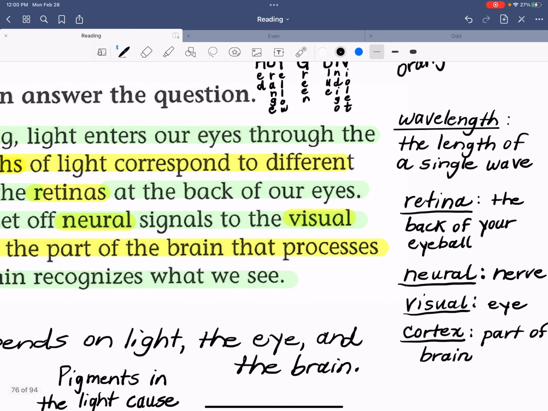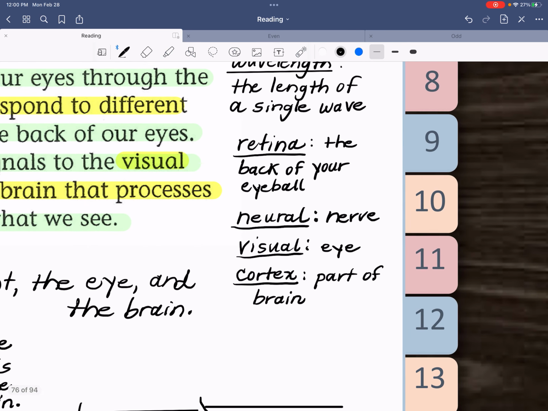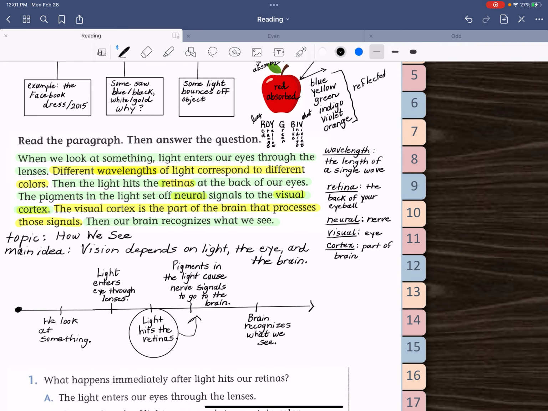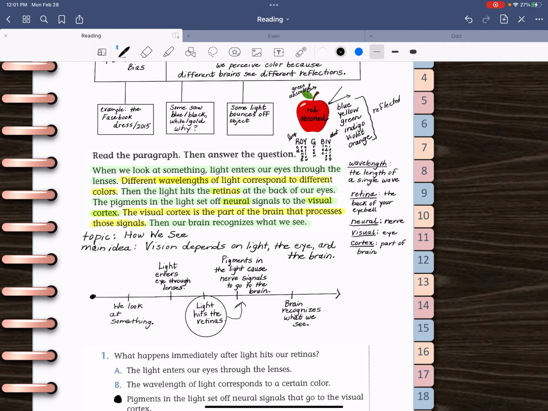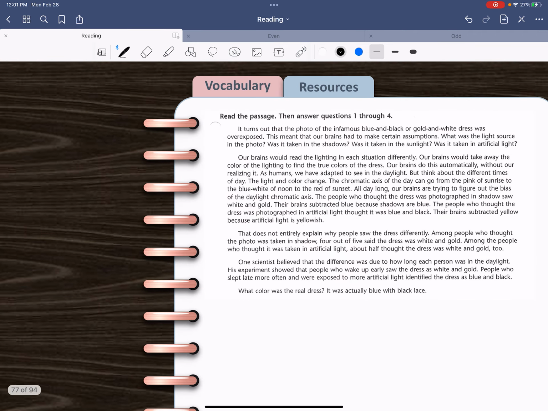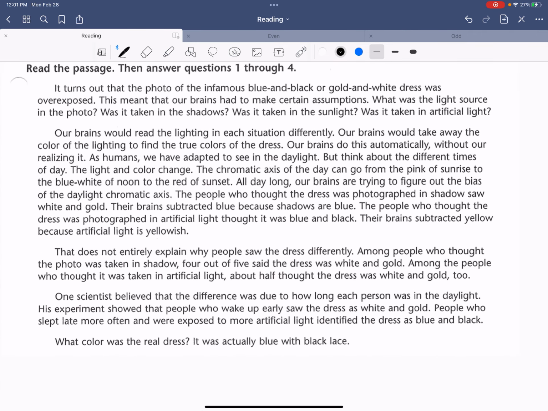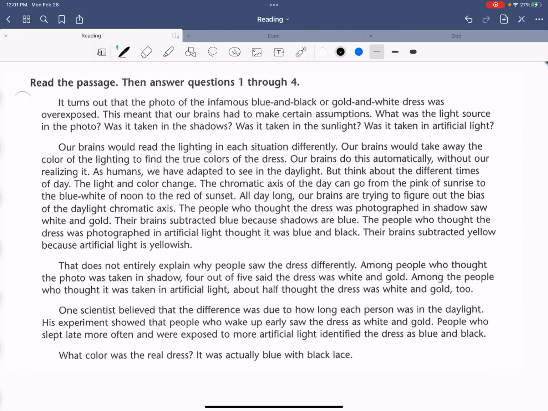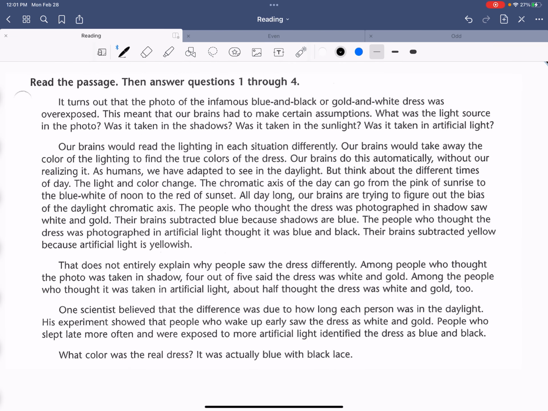We learned that retina is the back of our eyeball on the inside. Neural means nerve. Visual relates to the eye, and cortex is part of the brain. So we learned a lot in that little paragraph. Okay, let's carry on here. It says to read the passage and answer questions 1 through 4. Again, I'm on page 35.